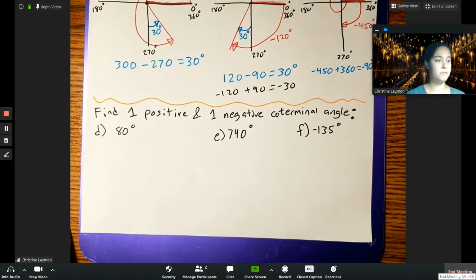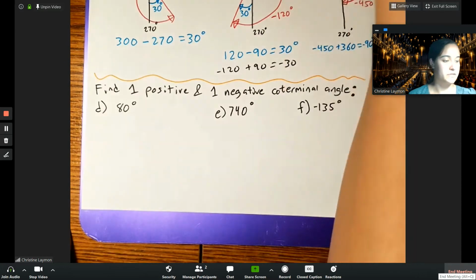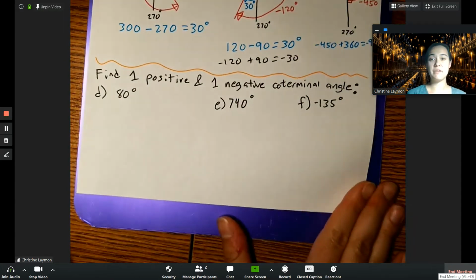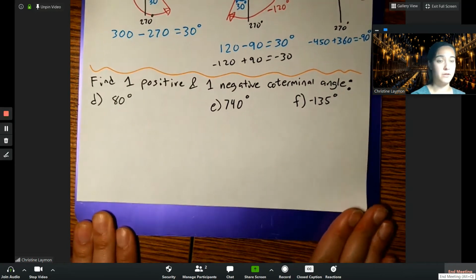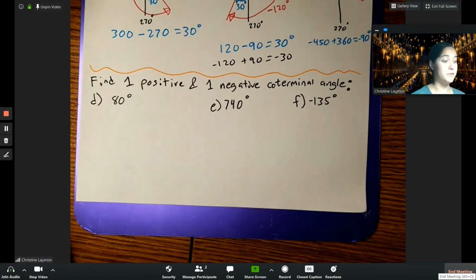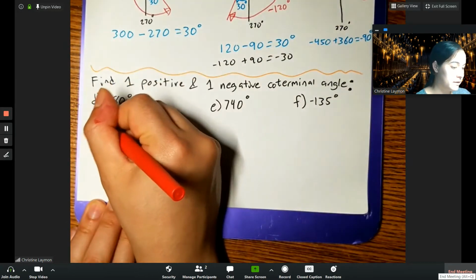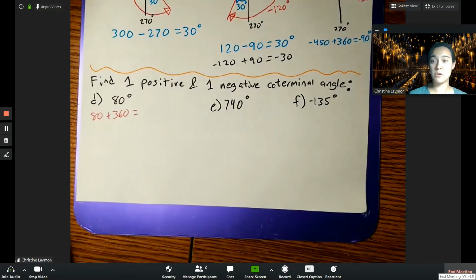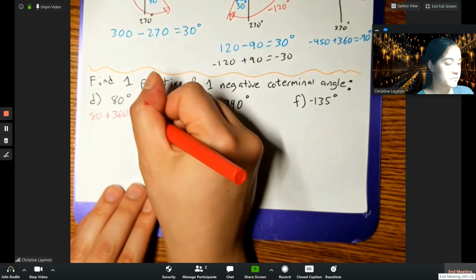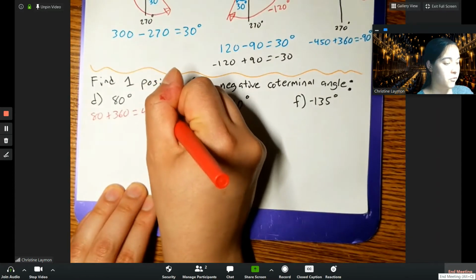So let's go ahead and walk through some examples for that. So we're going to try the same thing. Let's find one positive and one negative coterminal angle. Let's do the first one for 80 degrees. So I'm going to do the first part by doing 80 plus 360. Again, I'm saying I'm going to go up one full circle. So 80 plus 360 is going to get me 440 degrees.